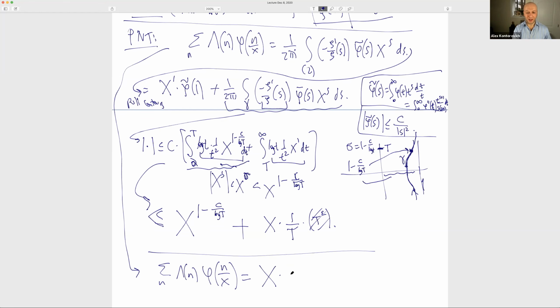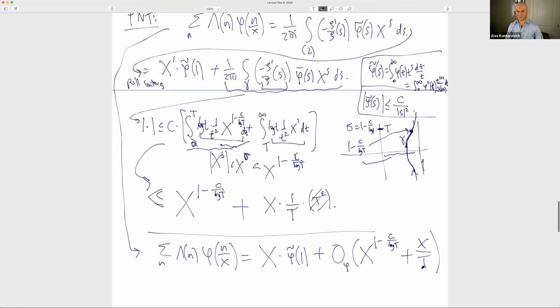Here there's a main term of x times phi tilde of 1, which is exactly what we want. We would have to unsmooth this phi. Plus an error, which depends on phi, of course. When we do the unsmoothing, we'll have to handle that extra error. And then there's a factor of x to the 1 minus constant over log t, plus x over t. If t is very large, we win here, but we lose here. If t is very small, we win here, but we lose here.